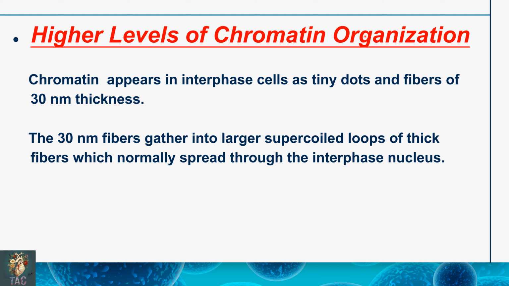So what is the higher level of chromatin organization? The chromatin appears in the interphase cell as tiny dots and fibers of 30 nanometer thickness. The 30 nanometer fibers gather into large supercoiled loops of thick filament fibers, which normally spread through the interphase nucleus.